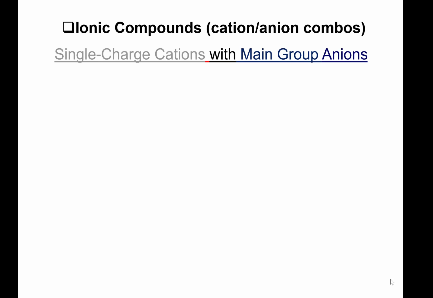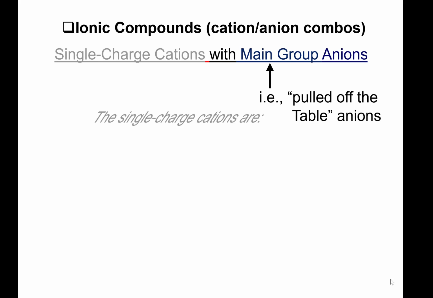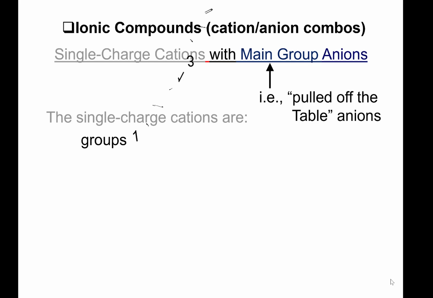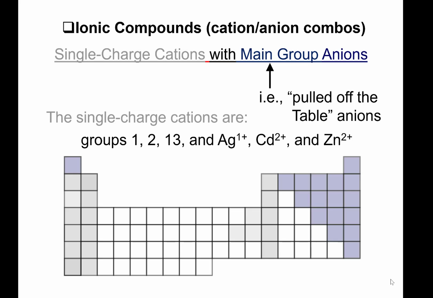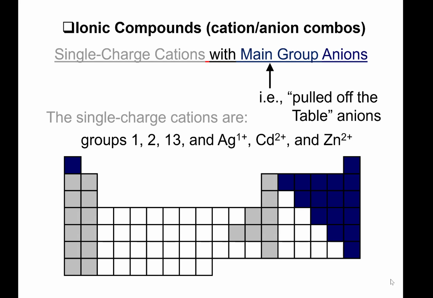So let's look at some specific examples when we have single charge cations with main group anions. The main group anions are the ones that are pulled off the table for the anions. The single charge cations are going to be the ones in groups 1, 2, 13, and silver, cadmium, and zinc. So groups 1, 2, 13, silver, cadmium, and zinc are in gray boxes. You must memorize those charges for those 3.